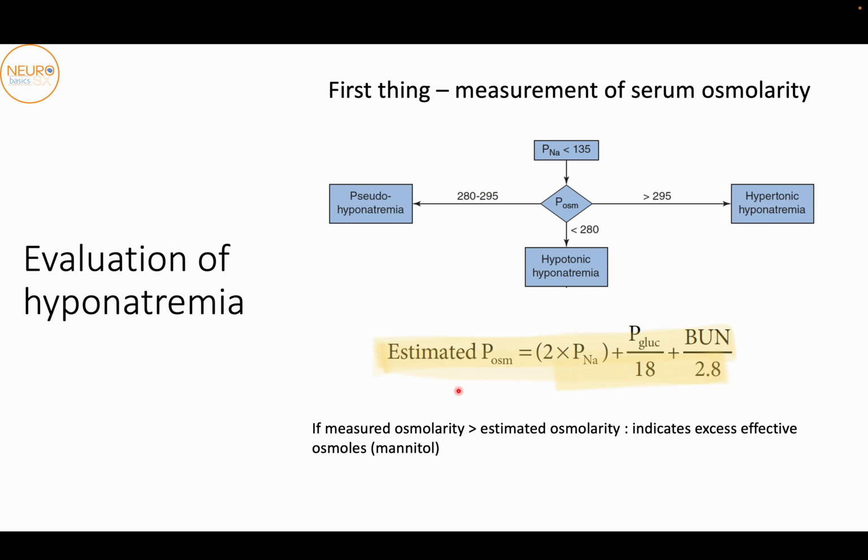Right, so what we need to do to check specifically if a patient has hypertonic hyponatremia is figure out what is the actual value of serum osmolarity as measured by the lab, and what is the estimated serum osmolarity. Right, so serum osmolarity, if only normal osmoles are present, would be estimated by this formula: 2 into the sodium levels in the blood plus glucose levels by 18 plus BUN by 2.8. Right, so if your measured osmolarity actually exceeds its estimated osmolarity, there are excessive effective osmoles present in the blood. Most likely this will be mannitol, because glucose levels are still measured with this osmolarity equation over here.